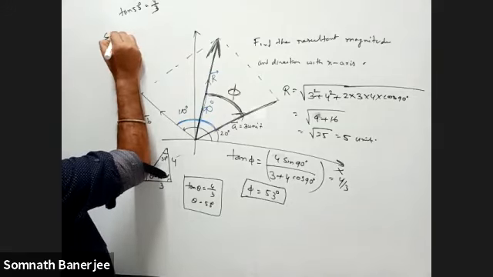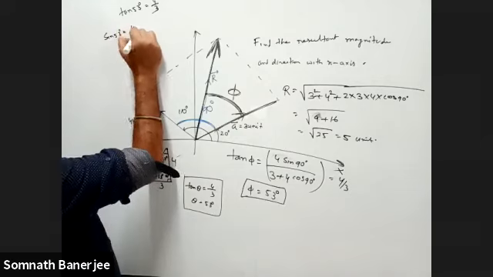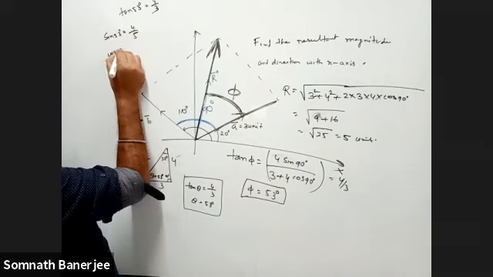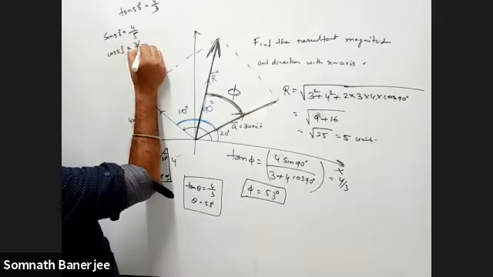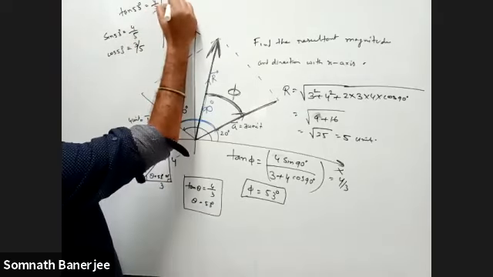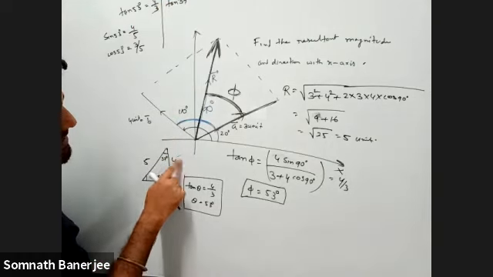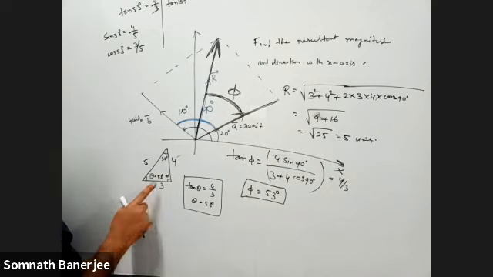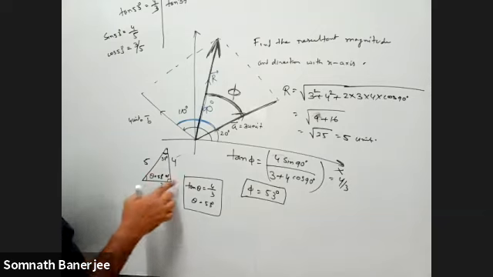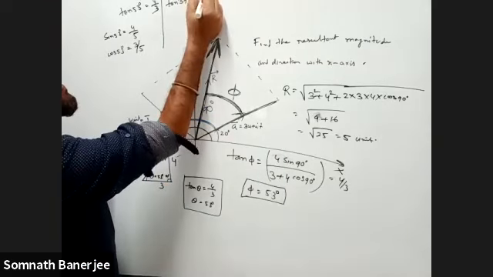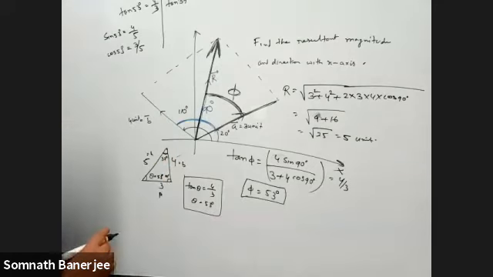So sine 53 degree is how much? Perpendicular by hypotenuse, 4 by 5. Cos 53 degree is how much? Base upon hypotenuse, 3 by 5. Similarly, tan 37 degrees is how much? Now see, now this one is base and this one is perpendicular, because now we use this angle 37 degree. So what we can write? 3 by 4. Now this is perpendicular, this is base and this is hypotenuse. Are you getting my point?